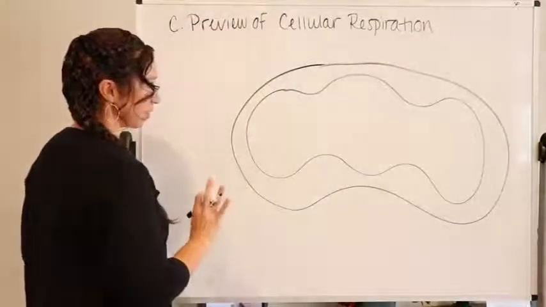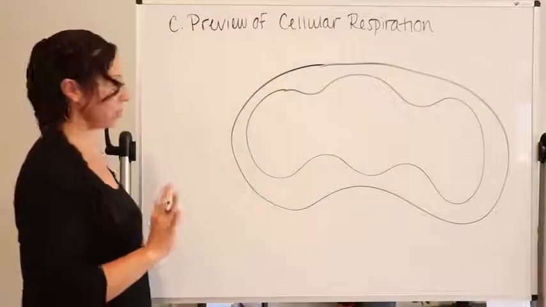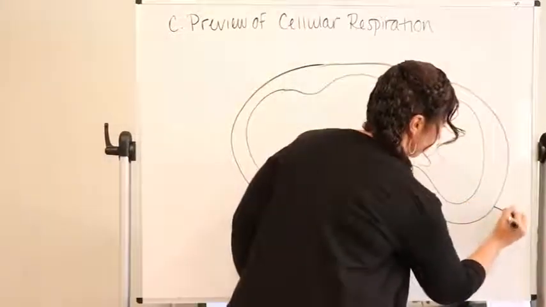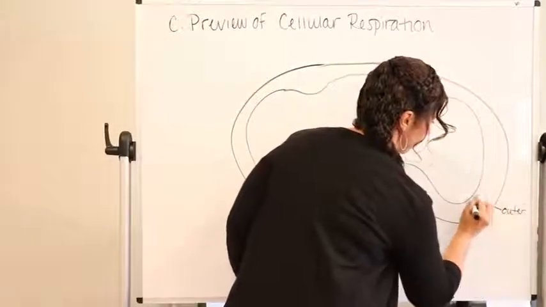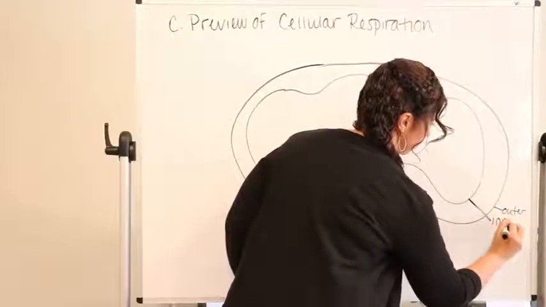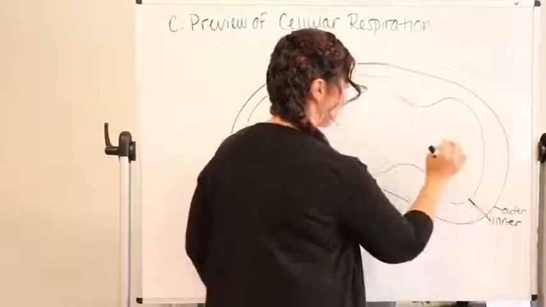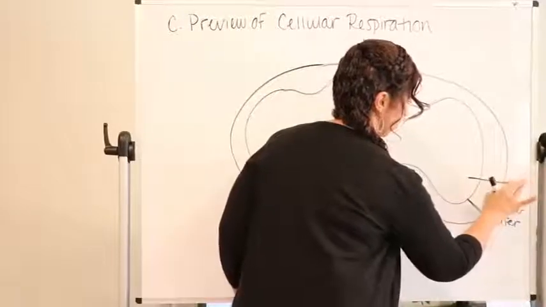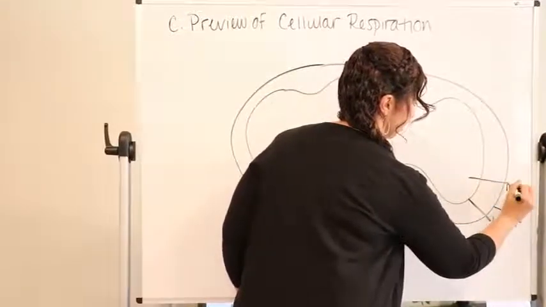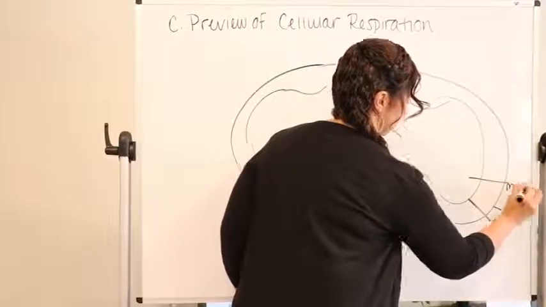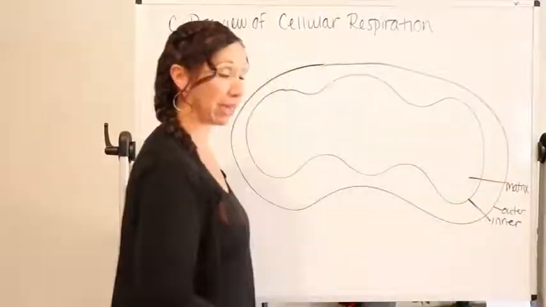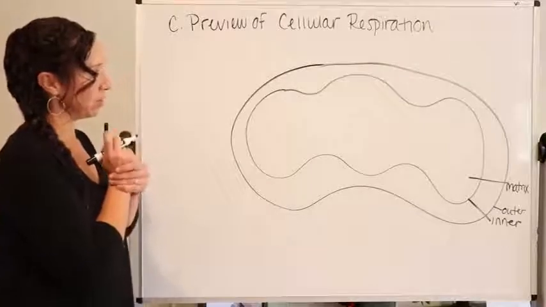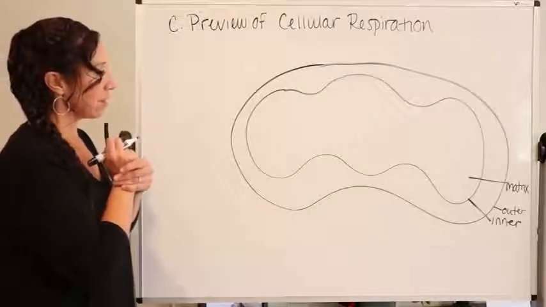So let's label this really quickly just so you can have that background. I'm going to put it over here. So you have an outer membrane and you have an inner membrane. And inside here you have, actually I'm running out of space, you have the matrix, and in between you have the inner membrane space. So just to bring you back to our last unit with organelles in the cell.